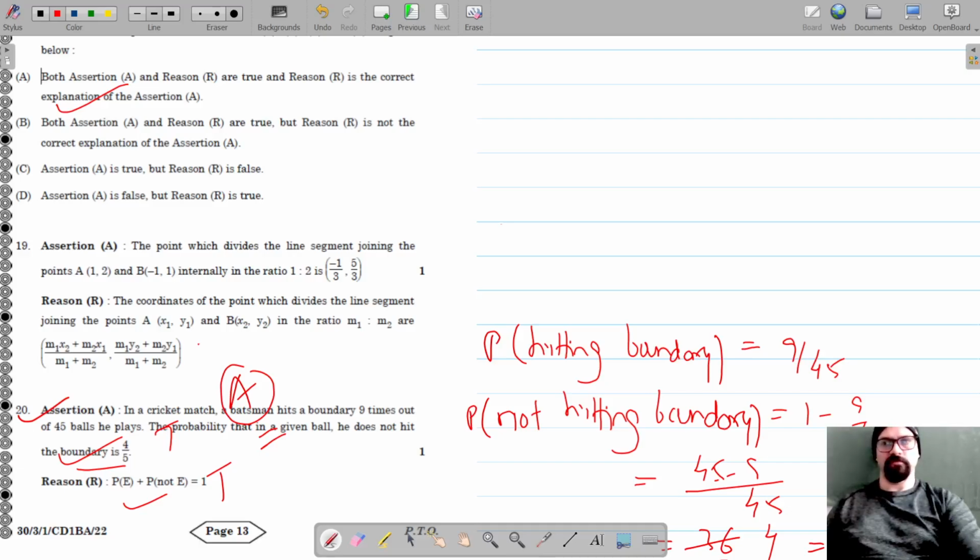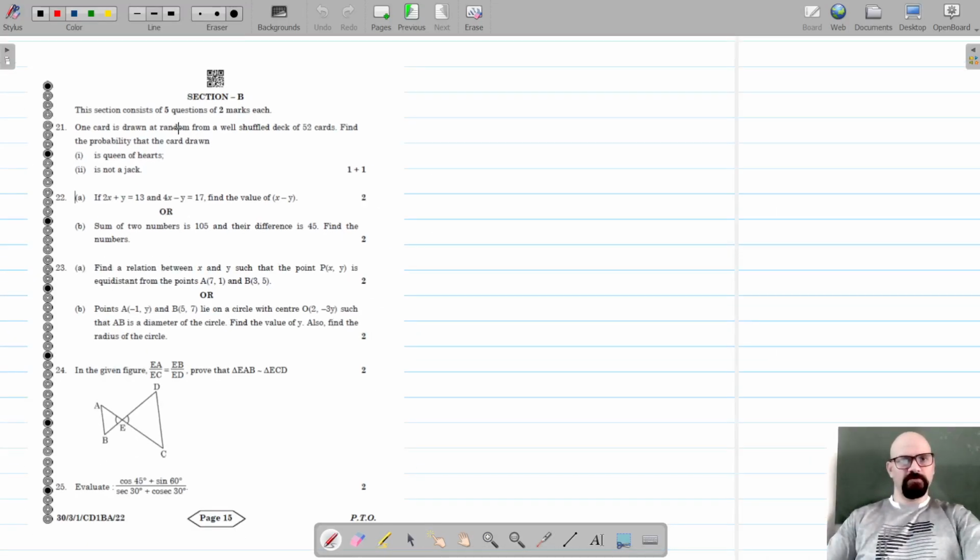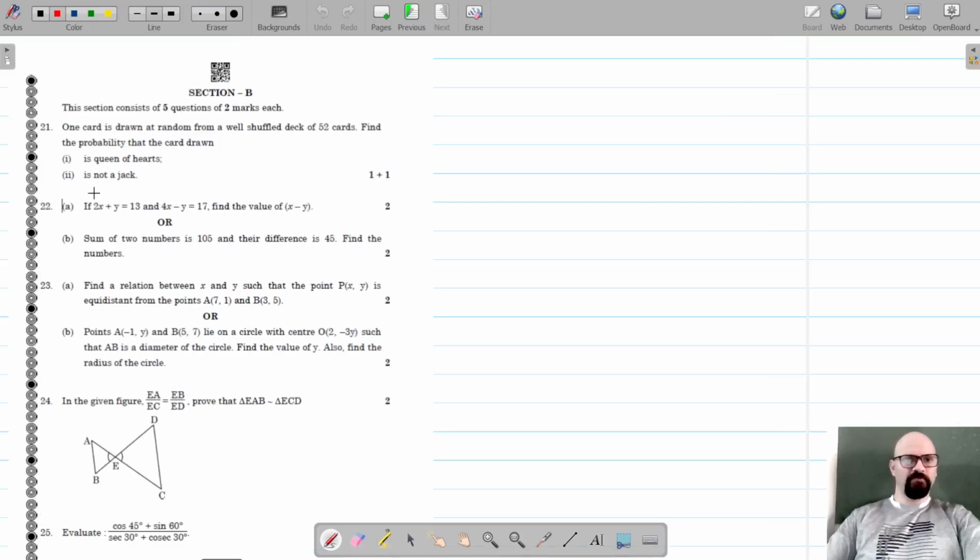Okay, moving on to section B. This section consists of 5 questions of 2 marks each. And let's try to solve the first one, which says one card is drawn at random from a well-shuffled deck of 52 cards. And we have to find the probability that the card drawn is Queen of Hearts.